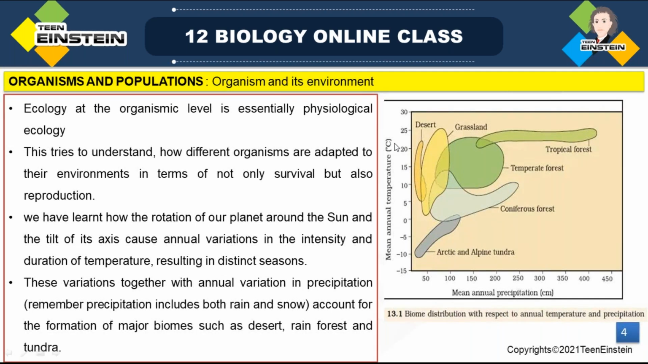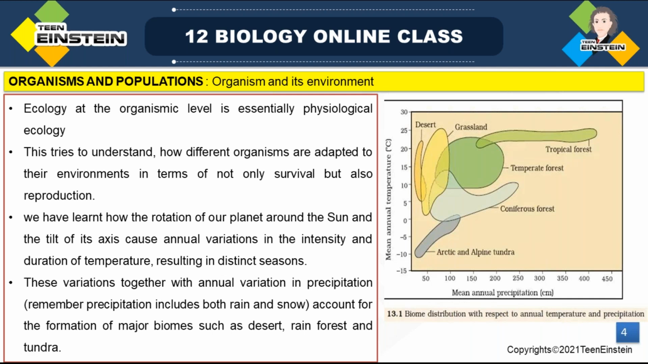Mean annual temperature in degrees Celsius, then mean annual precipitation in centimeters. This will be there, and they'll be explaining the biome distribution with respect to annual temperature and precipitation. And there will be one mark point in this. And from that, they will ask you to find out which biome the marked portion belongs to.